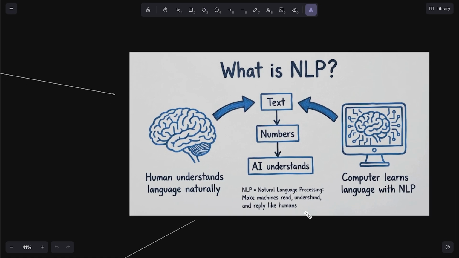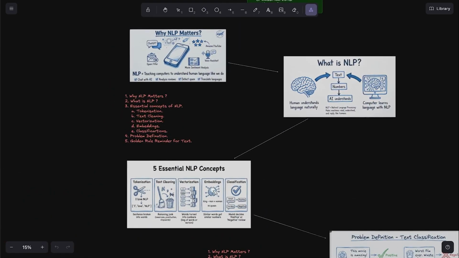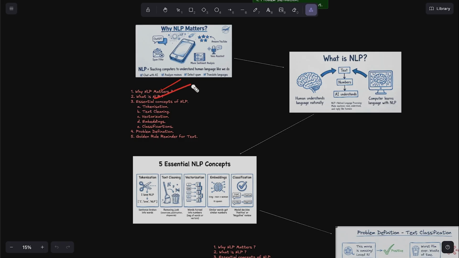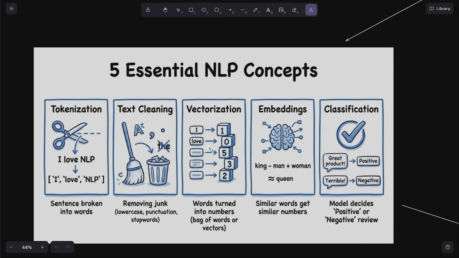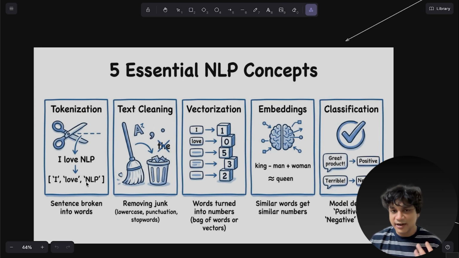Okay, now let's understand these things. We have covered these two things. The third thing is that there are 5 essential concepts of NLP, guys, and these are very easy. Just understand the naming and you will get it. The first thing is tokenization. What is tokenization? Tokenization means you break down every word.